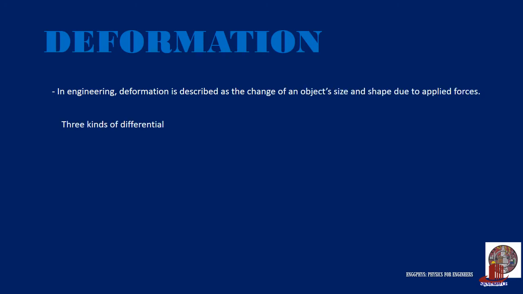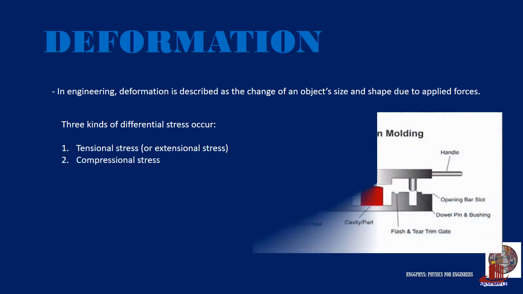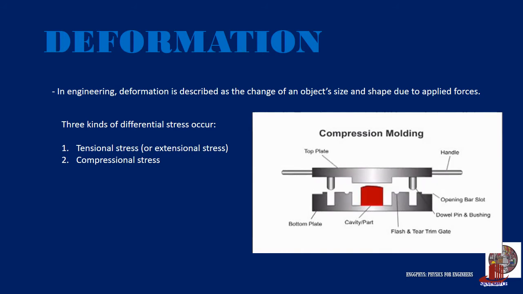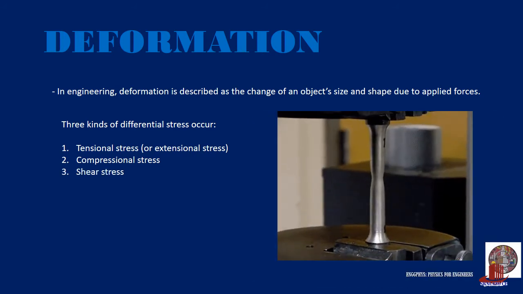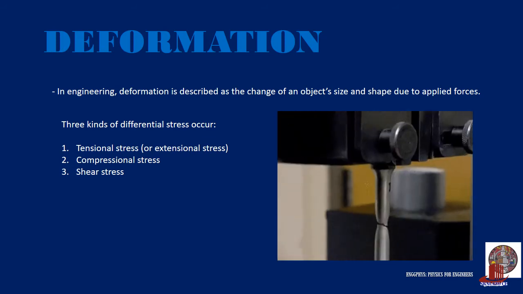There are three kinds of differential stress. First is tensional stress or extensional stress, which stretches the material, making the cross-sectional area smaller but length is longer. Second is compressional stress, which squeezes the material, making a shorter member with bigger cross-sectional area. And the third is shear stress. This will result in slippage and translation.